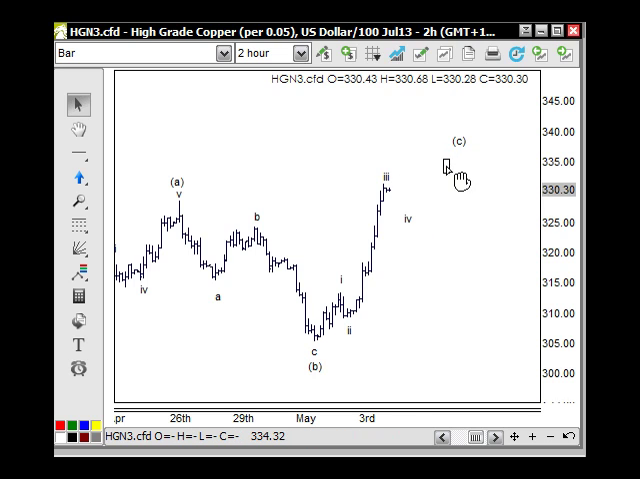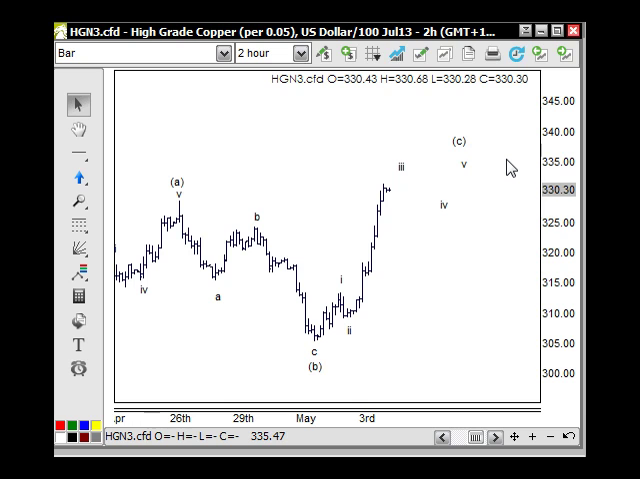around the 335 here. Because the wave 3 here's got the extension in it, the wave 5, when it does occur, will be quite short. That may not be finished there yet, but it should be short, the same distance roughly as wave 1 here. So we'll watch this top out through here.